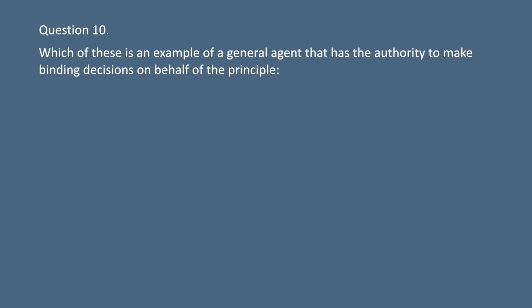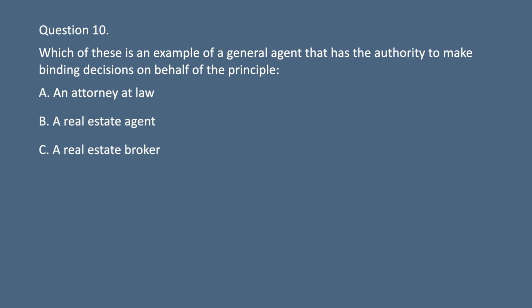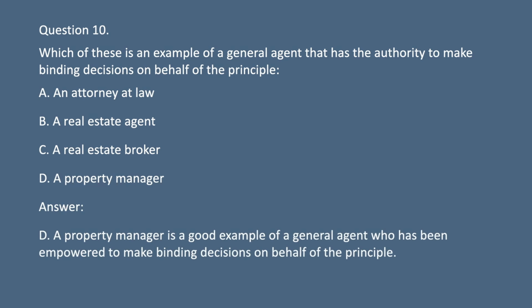Question 10. Which of these is an example of a general agent that has the authority to make binding decisions on behalf of the principal? A. An attorney at law. B. A real estate agent. C. A real estate broker. D. A property manager. Answer. D. A property manager is a good example of a general agent who has been empowered to make binding decisions on behalf of the principal.